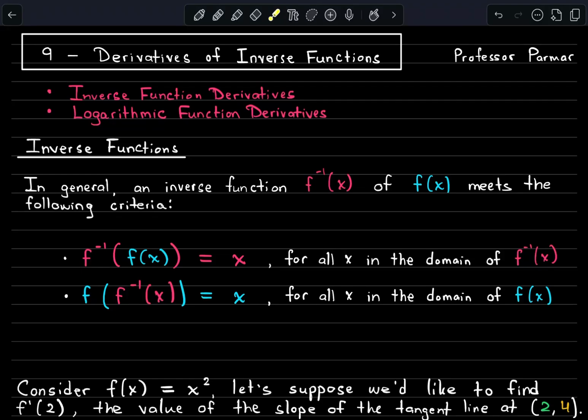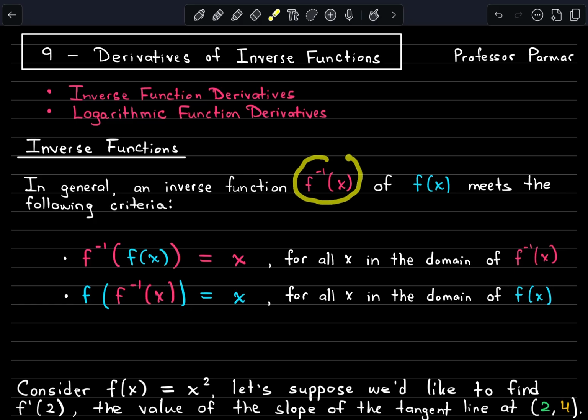Okay, welcome to lecture 9 for Calculus 1. This lecture is going to be about the derivatives of inverse functions. So we're going to talk about inverse function derivatives as well as the logarithmic function derivatives, which we'll see is also actually an inverse.